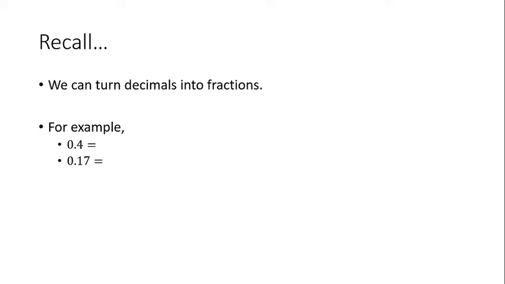We do this by looking at the lowest occupied decimal place. So in this case, this 4 is in the tenths place, so that means that I can convert this into 4/10. In the same way, this 7 is in the hundredths place, which means I can turn this 0.17 into 17/100ths.